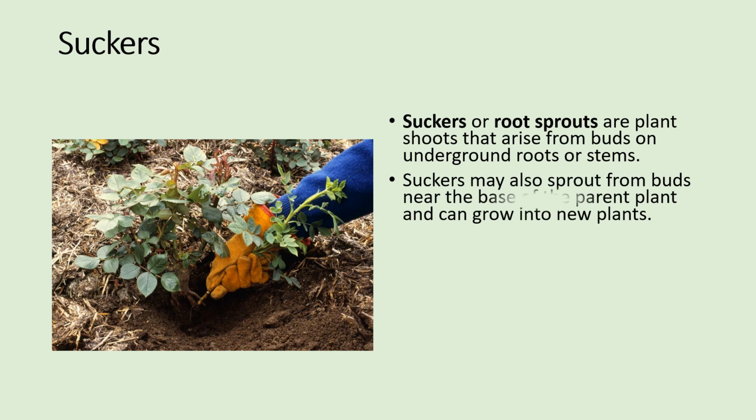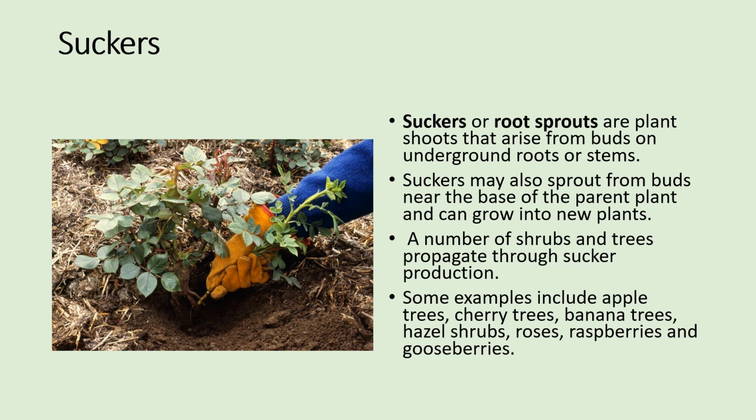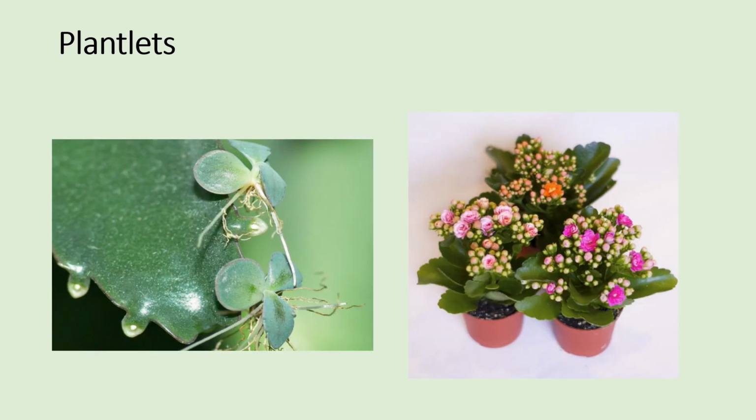Suckers may also sprout from buds near the base of the parent plant and can grow into new plants. A number of shrubs and trees propagate through sucker production. Some examples include apple trees, cherry trees, banana trees, hazel shrubs, roses, raspberries, and gooseberries.